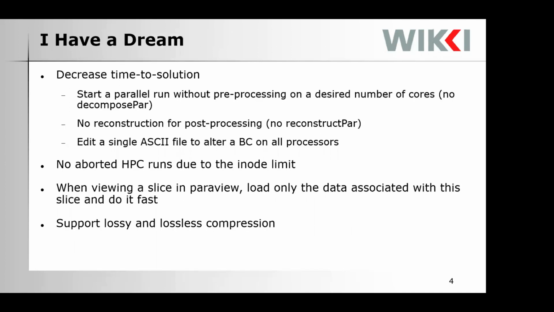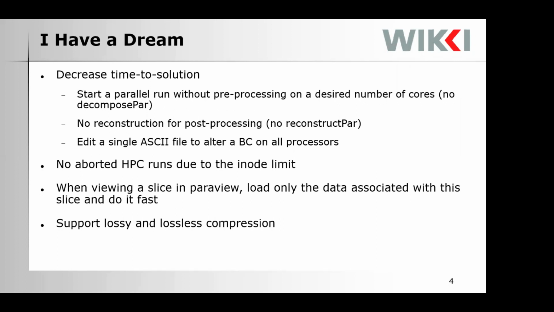So what would the ideal solution look like for me? First of all, I want to decrease time to solution, meaning start a parallel run without pre-processing, meaning no decompose step. I don't want to reconstruct for post-processing, to work with data directly. And best of all, I'd like a single ASCII file to alter all a boundary condition in a parallel case or in serial, whatever.